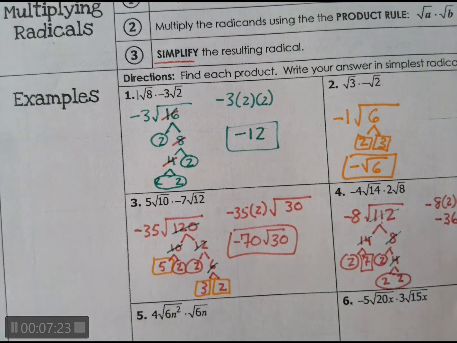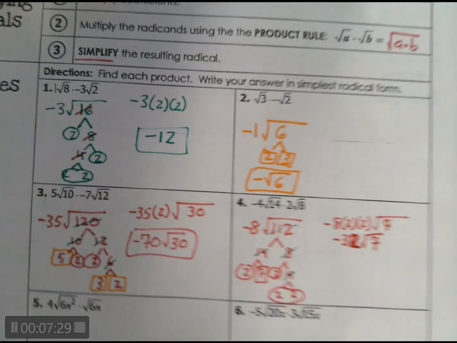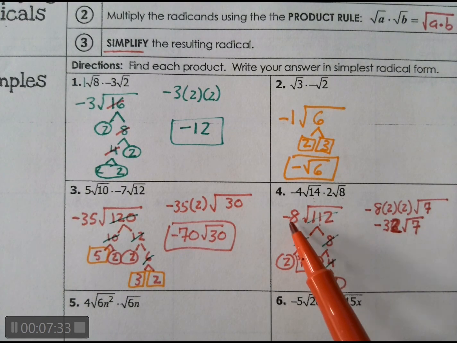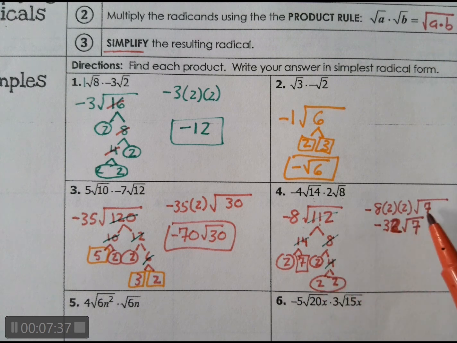Hold on. No, 32. I'm sorry. That is definitely 32. And you can't even see what I'm doing. I apologize, people. There we go. So, the negative 8, and then 1 pair of 2's, 2 pairs of 2, square root 7, and then negative 32 square root 7. There we go. Whew, that was rough. Alrighty.